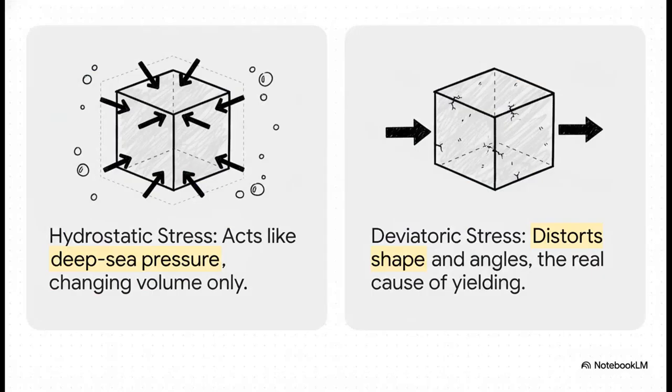And this slide illustrates the two types of stress perfectly. On the left, you've got hydrostatic stress. Think of it like deep-sea pressure, squeezing an object from all sides. It changes its volume, sure, but it usually doesn't cause it to break. But on the right, you have deviatoric stress. This is the part of the stress that actually distorts the shape. This is the real troublemaker, the one that causes angles to change and atoms to slide. This is the stress that truly leads to failure.